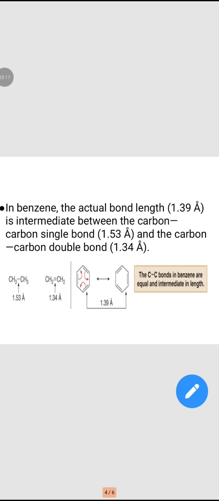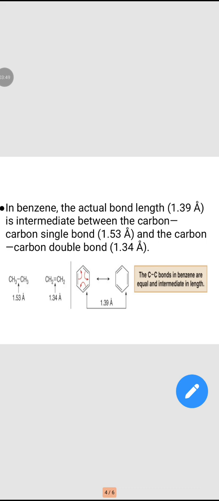In benzene, the actual bond length is 1.39 angstrom. It is intermediate between the carbon-carbon single bond, 1.53 angstrom, and the carbon-carbon double bond, 1.34 angstrom. So the actual bond length is 1.39 angstrom, an intermediate value between the carbon-carbon single bond and the carbon-carbon double bond.